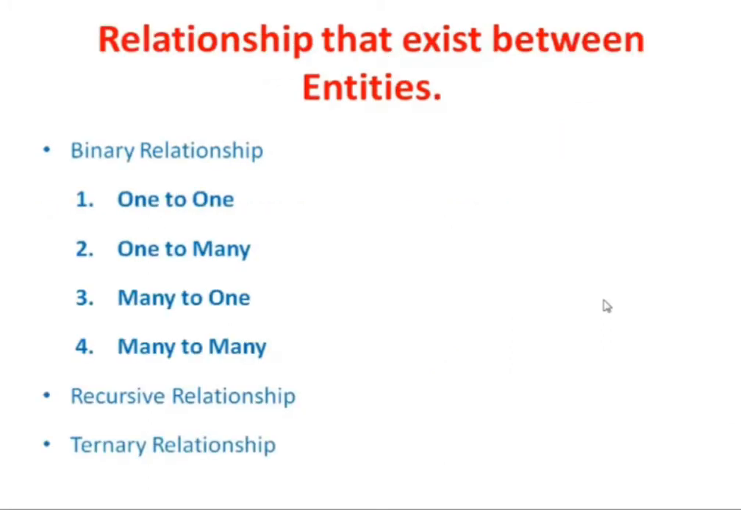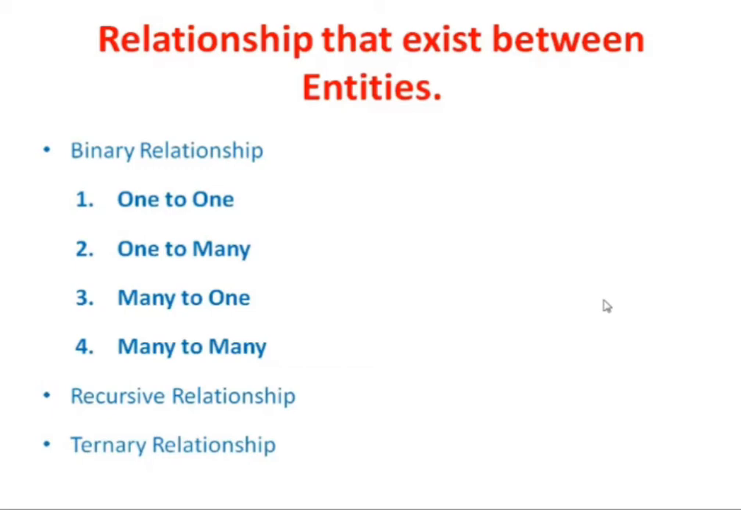Now we need to explain a different relationship that exists between entities. There are various types of relationships such as binary relationship, recursive relationship, and ternary relationship. Binary relationship means that if two entities are involved in the relationship, then it will be called a binary relationship. As for recursive, if the same entity is related with its own entity, then that will be called a recursive relationship.